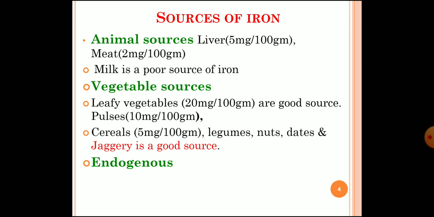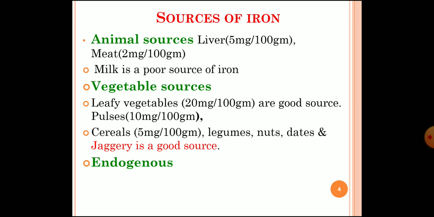Then the second source is the vegetable source. Leafy vegetables contain 20 milligram per 100 grams and are a good source, pulses contain 10 milligram per 100 grams, and cereals 5 milligram per 100 grams. Legumes, nuts, dates, etc. also contain 5 milligram per 100 grams, and jaggery is a very good source of iron. So you can write jaggery as a very good source of iron, and you can also mention milk is a poor source of iron.